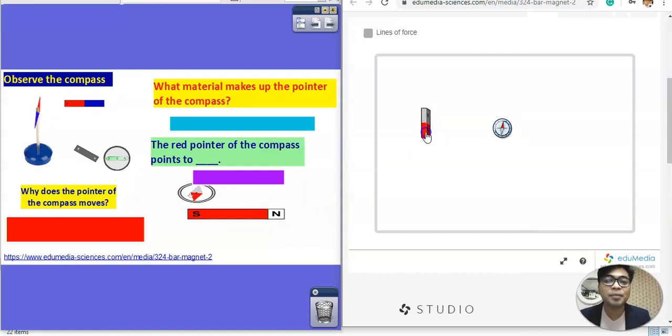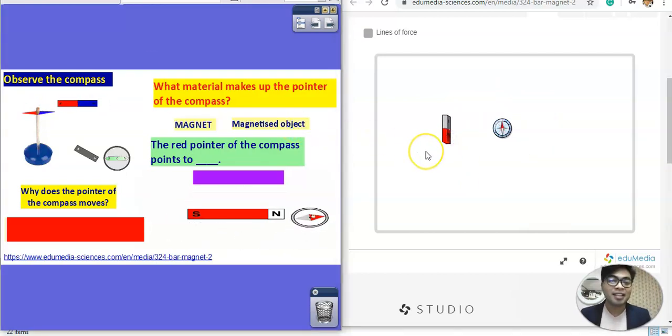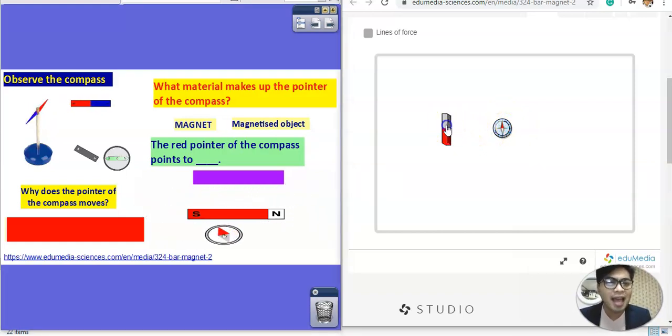What material makes up the pointer of the compass? So this will also give us the hint on the question, why does the pointer of the compass move? Definitely, just like the example a while ago, the pointer of this compass is actually a magnetized object, or it can also be a magnet. So do you think that if this one is south-north orientation, this one is also south and north orientation?